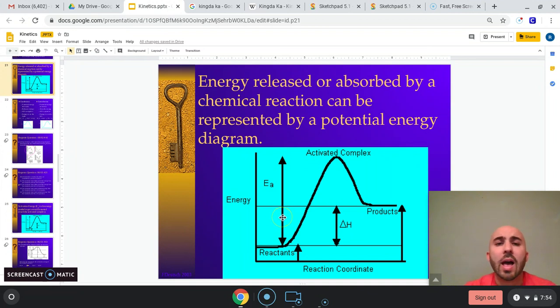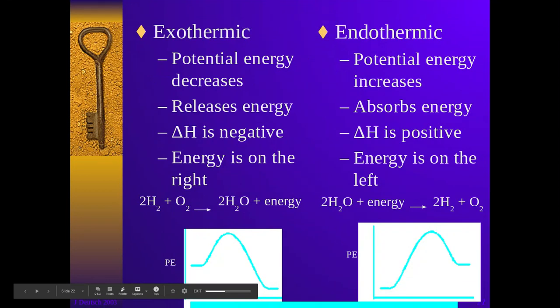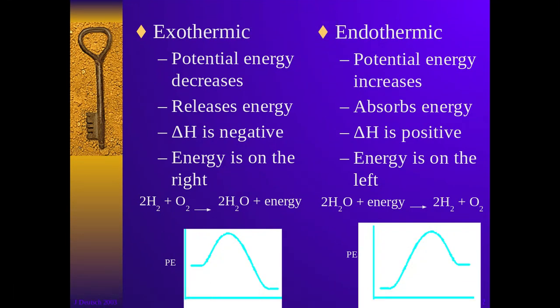All right, as we continue with that, let's take a look at our next question. I'm going to put this in full screen so that we can really see it. There are two different types of potential energy diagrams. There's exothermic, like I have here on the left, and there's endothermic, like I have here on the right.